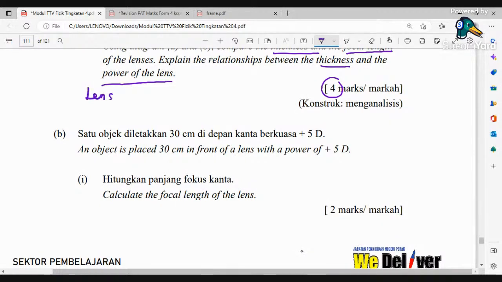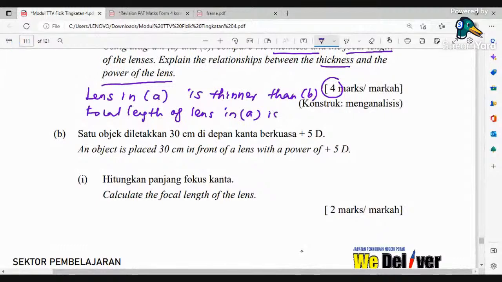Okay. Lens in E is okay, focal length of A is longer than B. Okay, relate between thickness, okay, the thinner the lens, the longer the focal length.